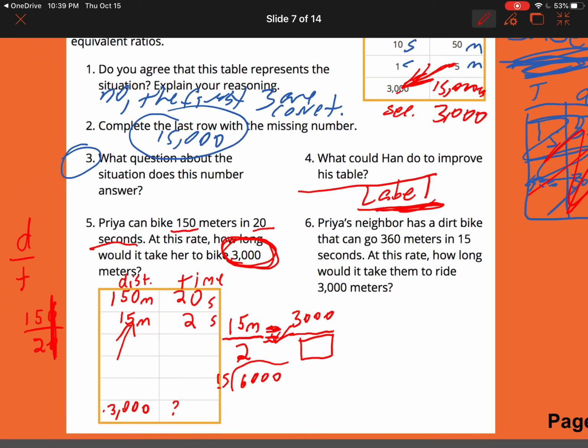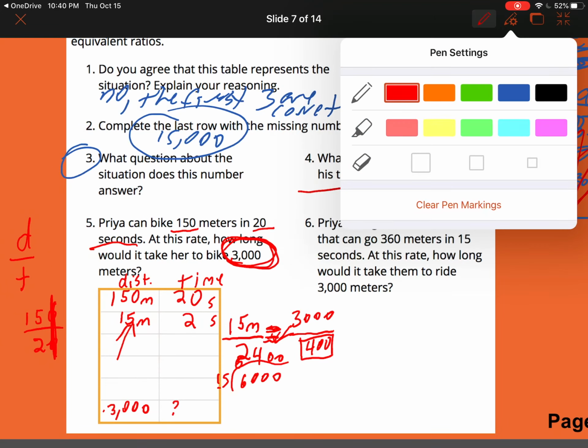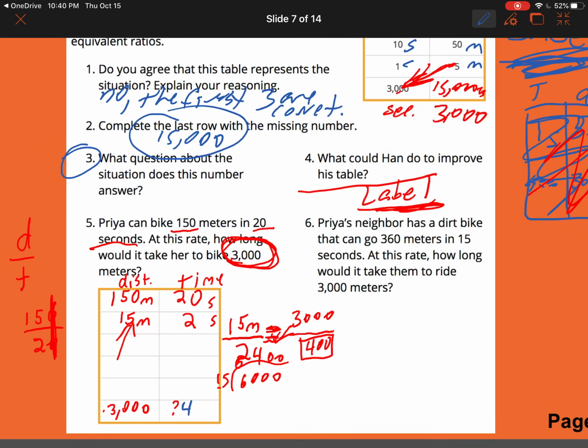Alright, so when you do this, you have 15 goes into 6 0 times. 15 goes into 60. Well, I know 15 plus 15 is 30. And 30 plus 30 is 60. So 15 goes into 60 4 times. And that comes to 400. So our answer here is 400 seconds. So Priya can bike 3,000 meters in 400 seconds.